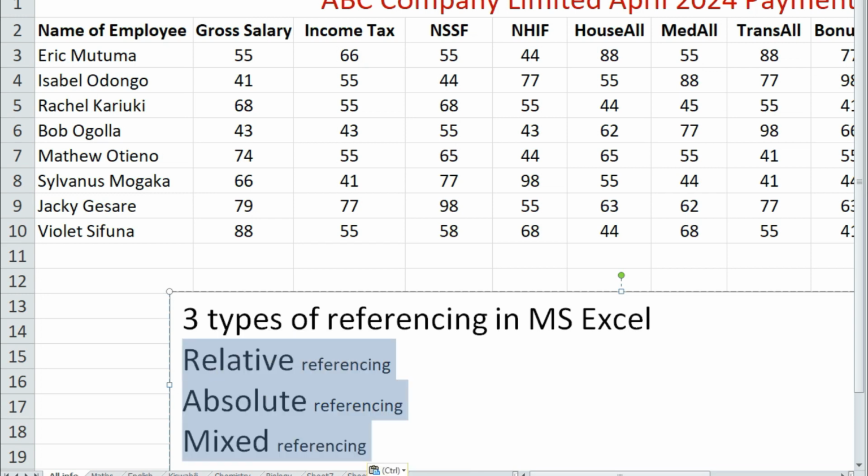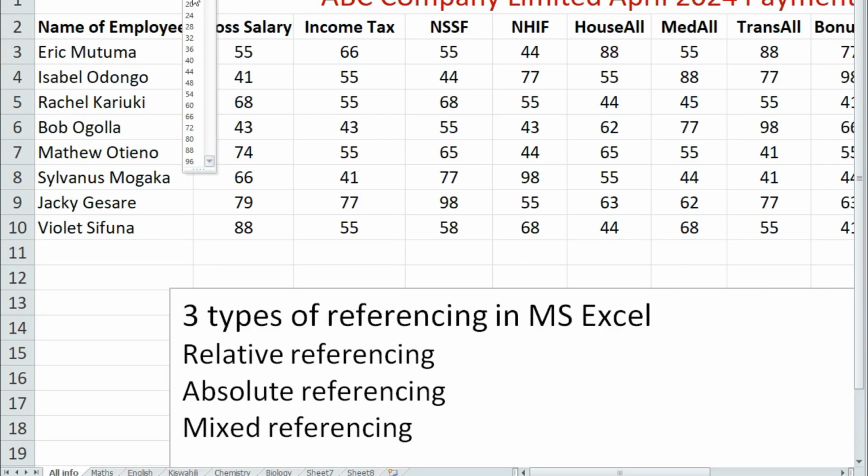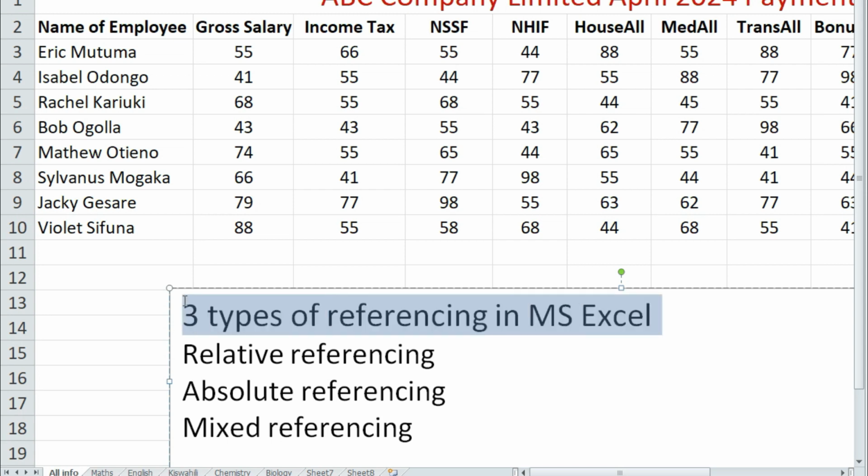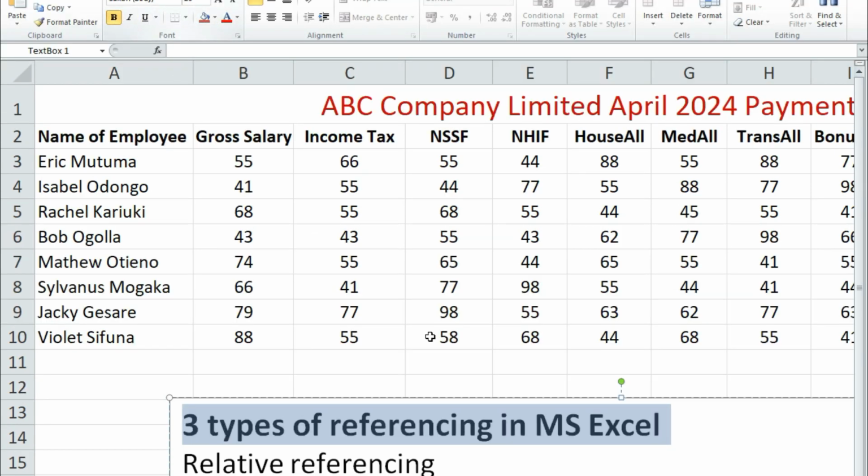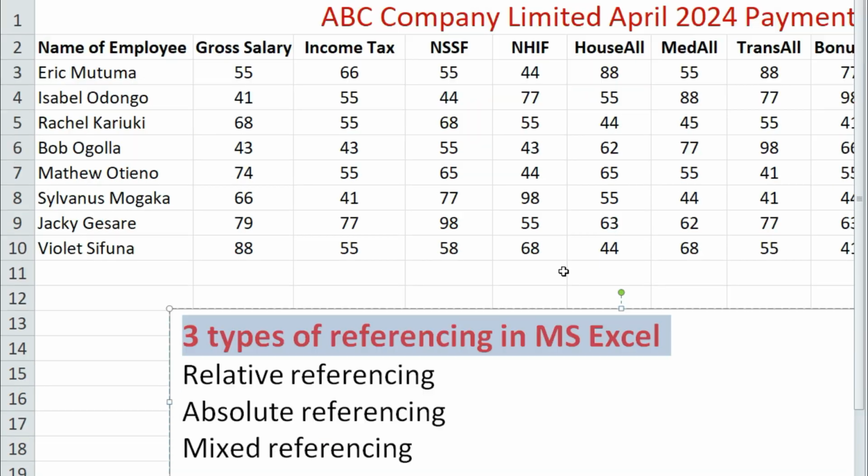So this one's, I'm gonna do something like 18, yeah, something like that. So these are the three types of referencing in Microsoft Excel. The first one is relative. In relative, we don't have any constant. The formulas are changing across multiple cells.